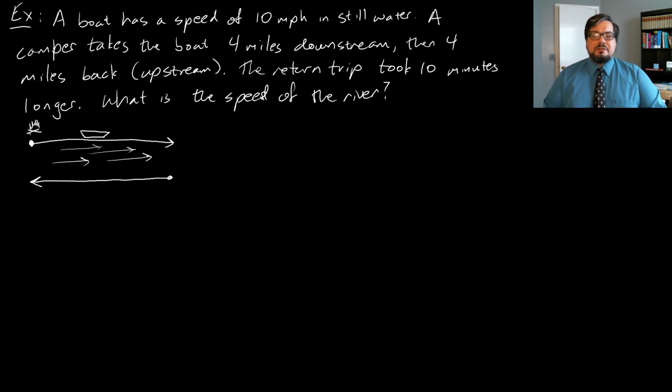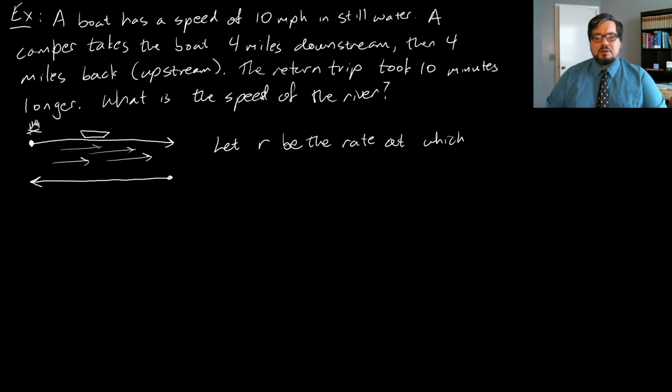So let's see if we can write down some of the unknown quantities involved and see if we can come up with some sort of relationship here. So first of all, our unknown quantity is the speed of the river, how fast the river is flowing. So let's let R be the rate at which the river flows.